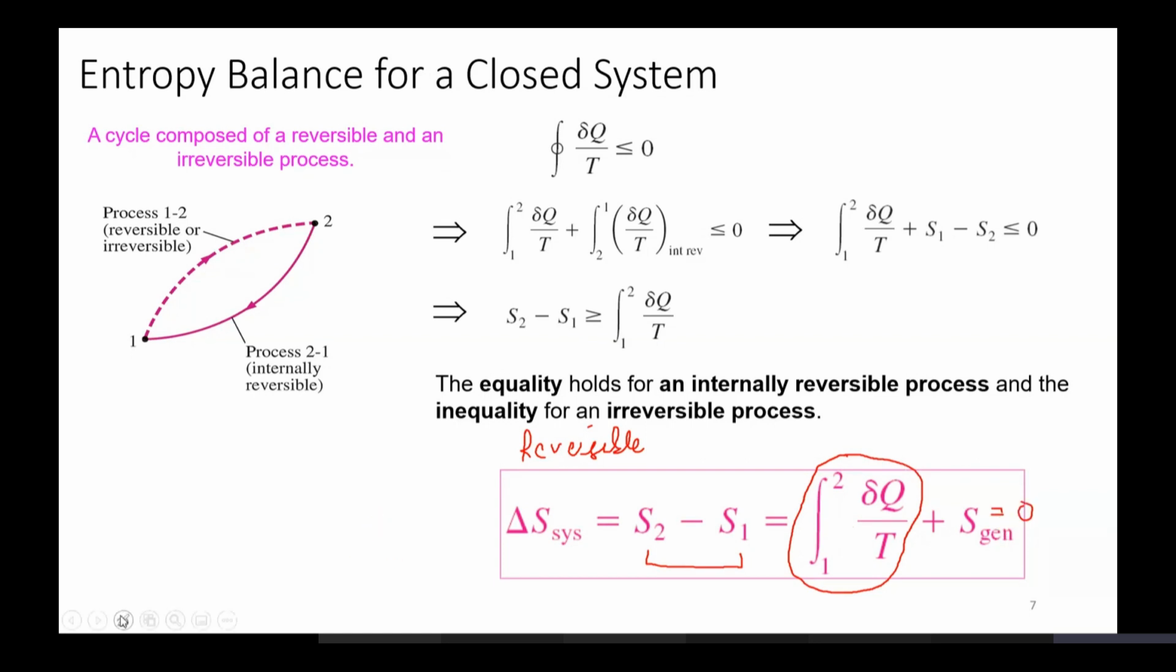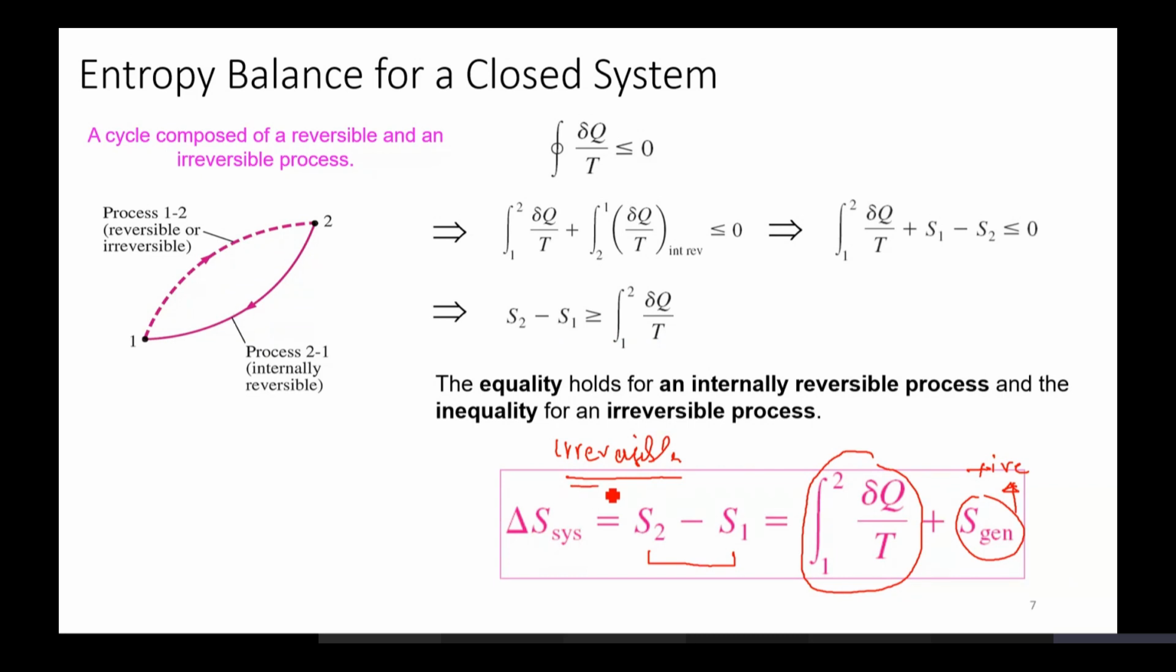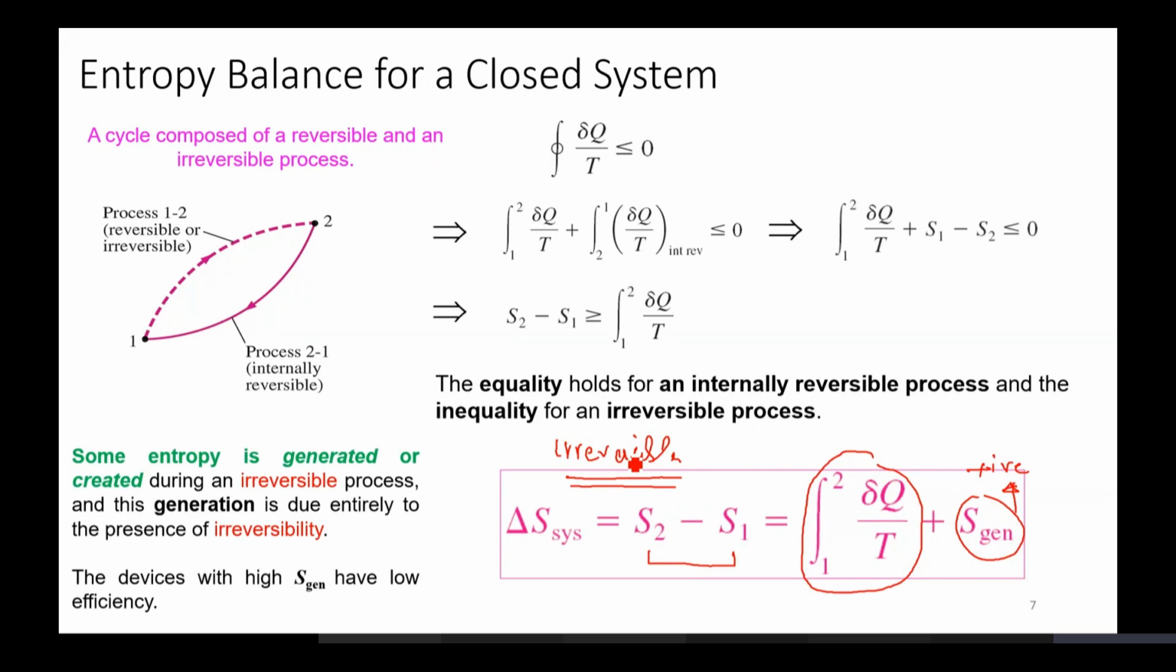But for an irreversible process, the entropy change would be dependent upon the first expression, which is del Q upon T, plus some entropy generation, which is a positive value. The higher the value of this entropy generation, the more irreversible your process would be, and the lesser the efficiency your system would have. Is it clear?